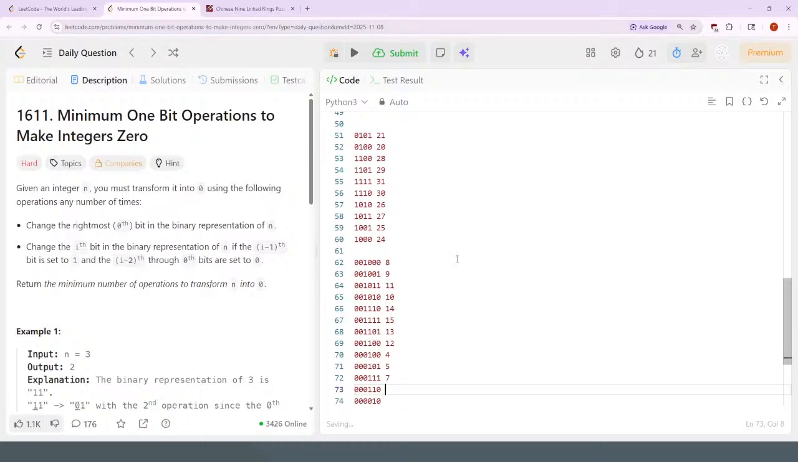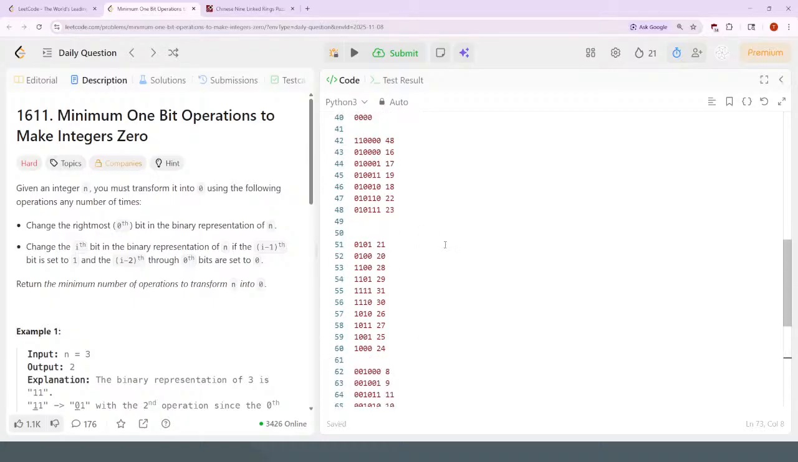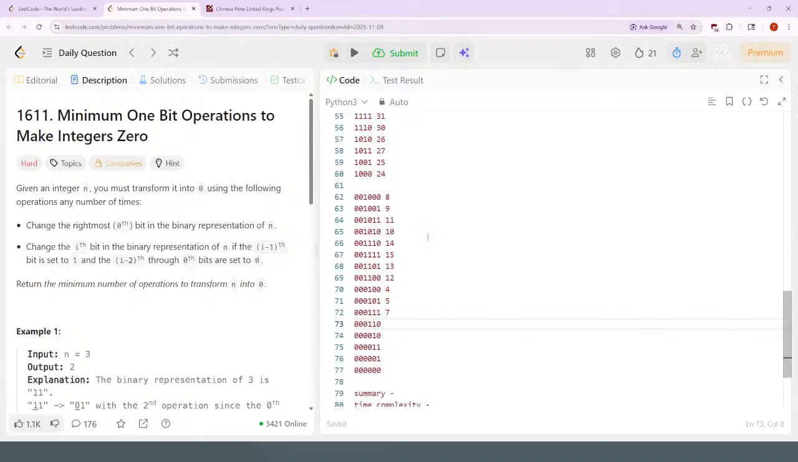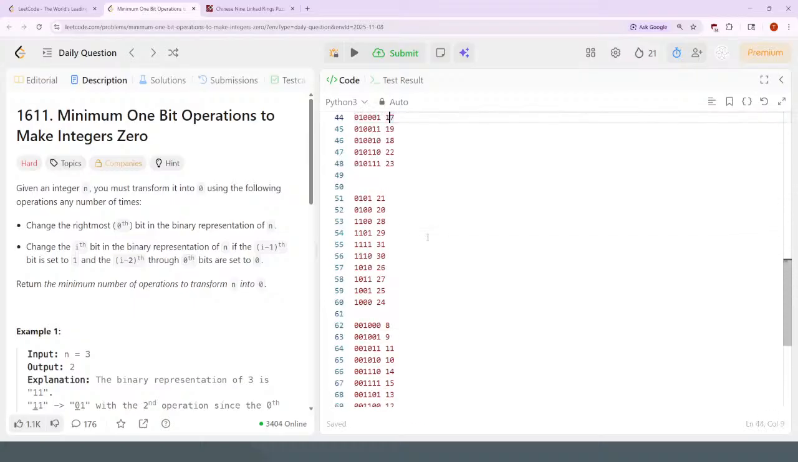I already did this, right? 4, 5, 4, 5, 7, 6, 2, 3, 1. Hmm. 21, 20. I don't know.